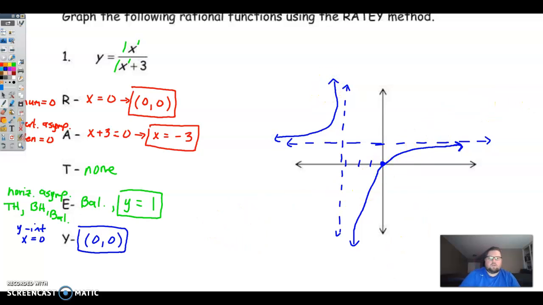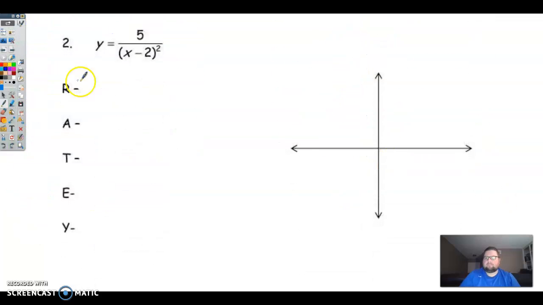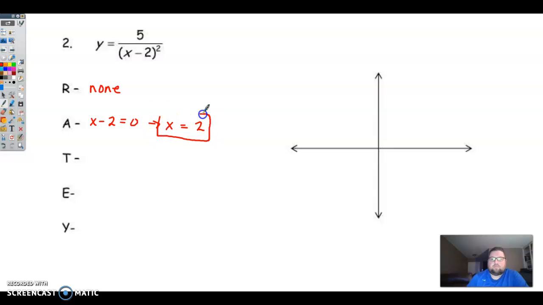All right, moving on to number 2. So this one, we'll go a little faster, hopefully. For our roots, we set the numerator equal to 0. If there is no x in the numerator, like this one, then you don't have a root. You just write none, because we can't set 5 equal to 0. That doesn't make sense. That's just false. All right, asymptotes. We set our denominator equal to 0. You actually do not have to do the squared part. Just pull out whatever's inside the parentheses and set that equal to 0. And we add the 2 over, so we get x equals 2 as our vertical asymptote.